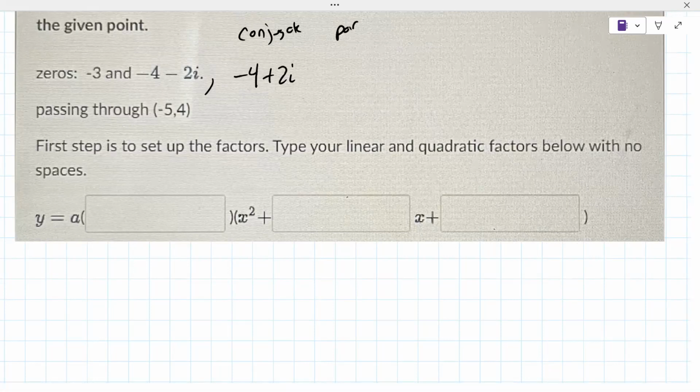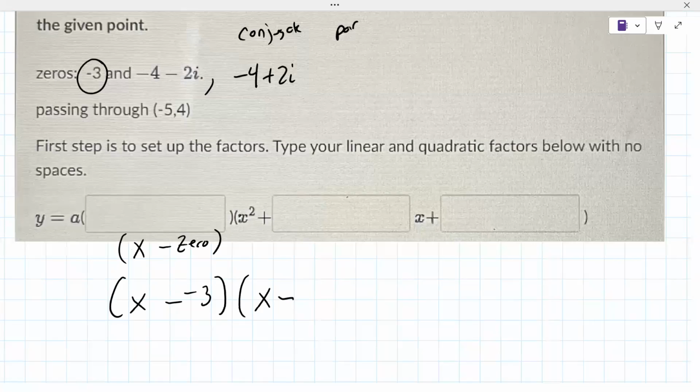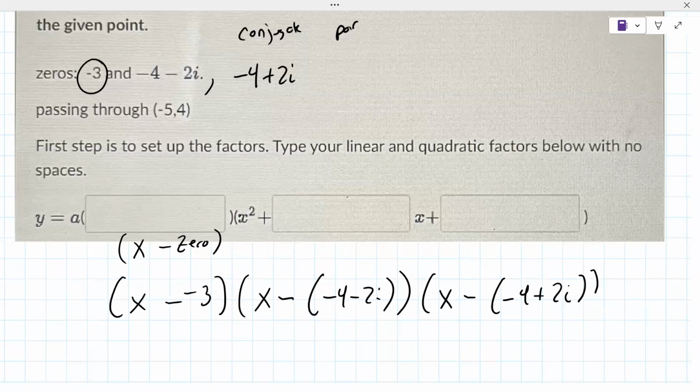Is that okay? Yeah. So your zeros, which we'll get to, it's x minus a minus 3. It's always x minus the zero. The next one is x minus, in parentheses, minus 4 minus 2i. That's the first one. X minus, parentheses, minus 4 plus 2i. And this looks really bad, but it's going to get better here in a moment.